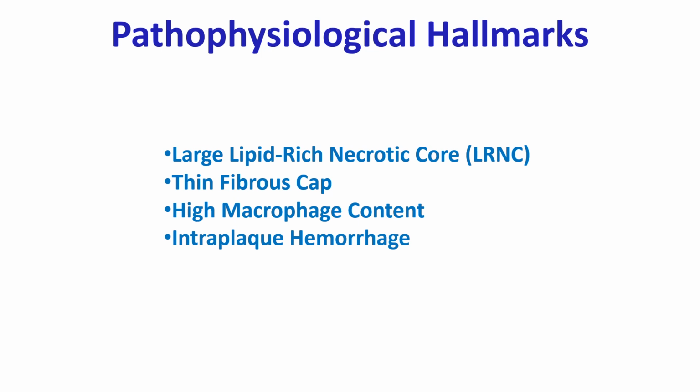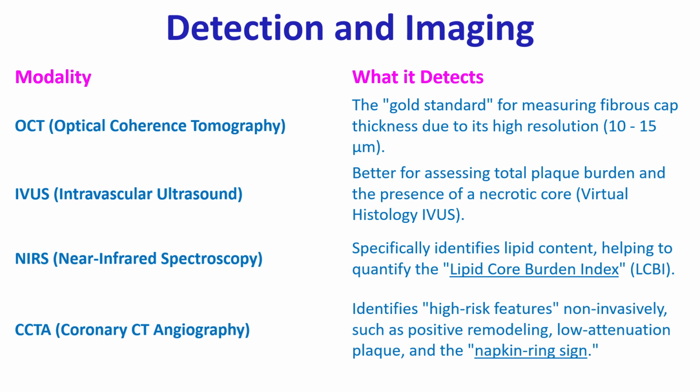High macrophage content. Intense inflammatory activity within the cap leads to the secretion of matrix metalloproteinases, which degrade collagen and further weaken the structure. Intraplaque hemorrhage. Leaky vasa vasorum due to neovascularization can bleed into the plaque, rapidly increasing its volume and internal pressure. Since these plaques are often non-stenotic, identifying them requires advanced intracoronary or high-resolution non-invasive imaging.